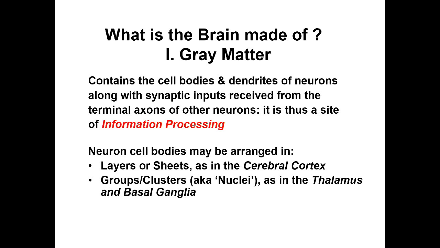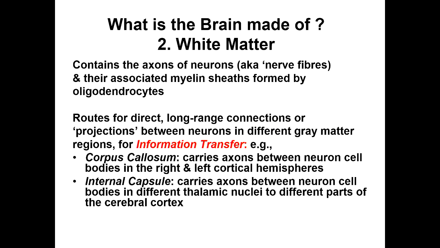The other major component of the brain is number 2, the white matter. Again, a term with which you may be familiar. By definition, the white matter contains the axons of neurons, which are also known as nerve fibers, and their associated myelin sheaths that are formed by oligodendrocytes. The reason the white matter is white is because the myelin sheath is basically the cell membrane of the oligodendrocytes wrapped repeatedly around the segments of central nervous system axons. And the membrane of a cell, including oligodendrocytes, is just a lipid, so it's fat. And that's why the white matter is white.